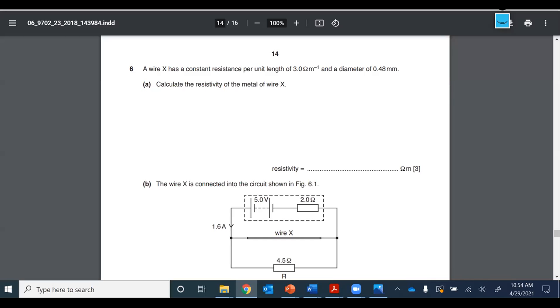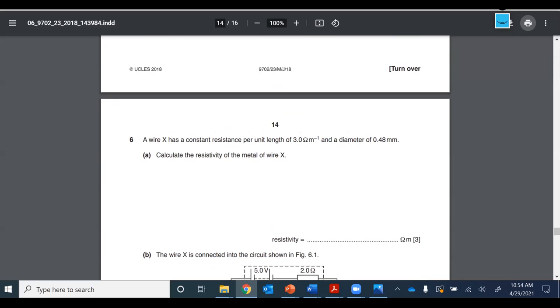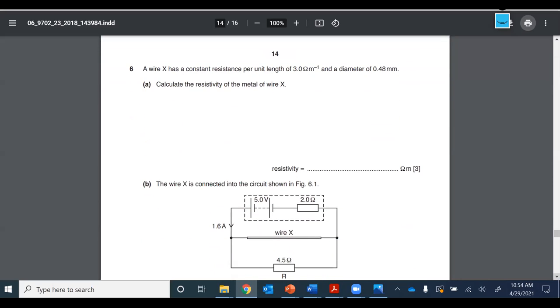All right, in this work example, we'll be looking at some electric circuit questions. So this is question number 6 that comes from the Cambridge International A Level Physics syllabus code 9702, paper 23, that was administered in May/June of 2018. A wire X has a constant resistance per unit length of 3 ohms per meter.